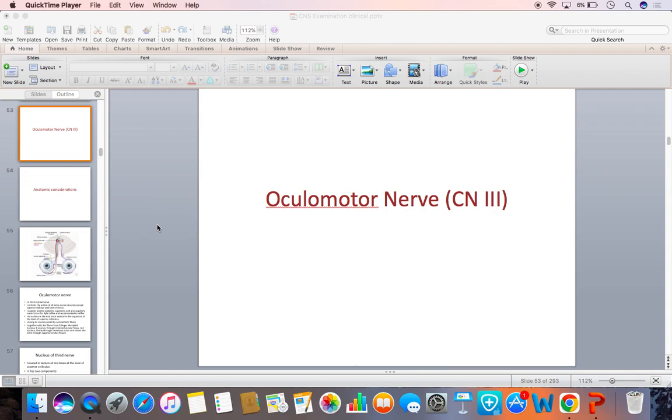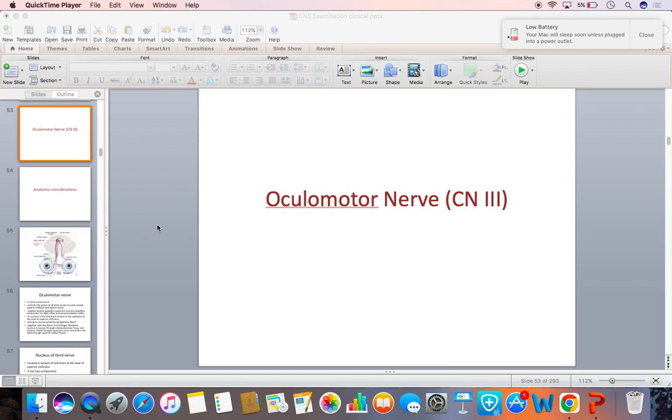Today I briefly touch on the third cranial nerve, the oculomotor nerve. The oculomotor nerve is a purely motor nerve, a paired cranial nerve that supplies all the extraocular muscles except the superior oblique and the lateral rectus. It also supplies the levator palpebrae superioris and the pupillary constrictors.